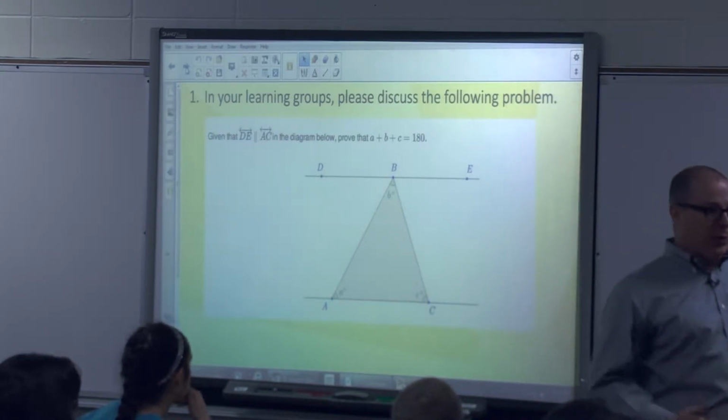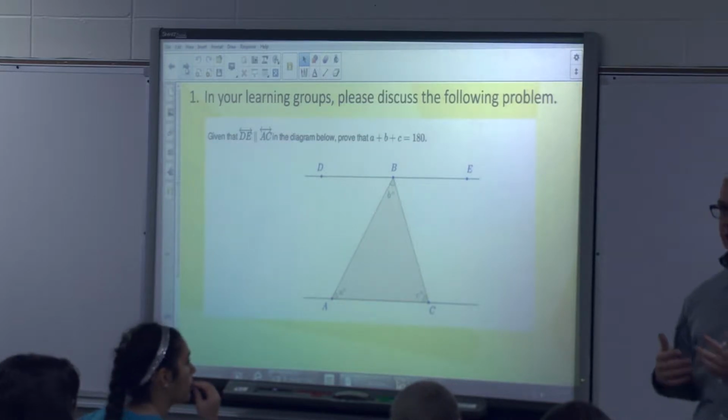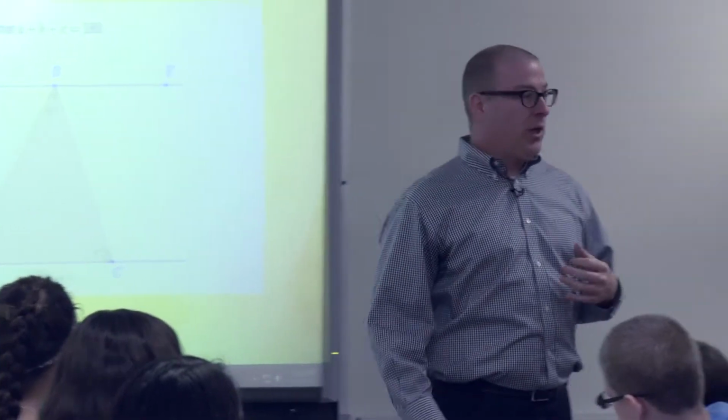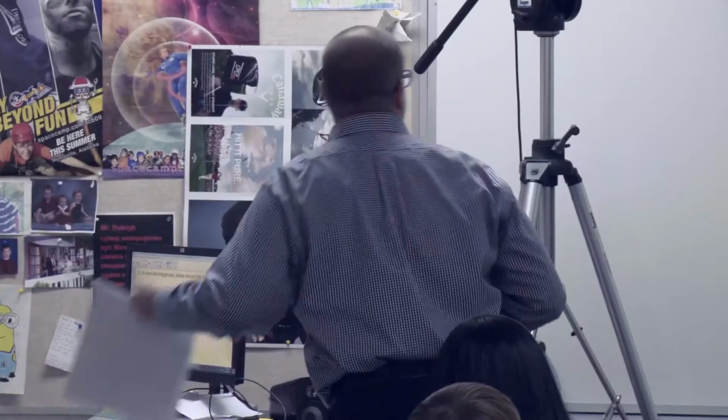Now, you're working with your partner, but you're also in groups of how many? 4. Okay, so it doesn't mean that you're just bound to the person sitting next to you. Please use the people on the other side of you, diagonal from you. Work together, but you are working in a partnership. Now, here's the problem.